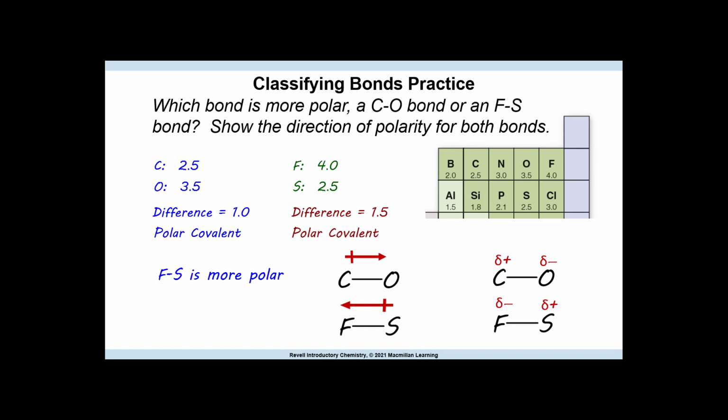We can show the direction of polarity using the arrow convention. Alternatively, we can show the polarity using the small delta with the positive or the small delta negative to indicate that. So that's where you can see the differences on these. Remember, the arrow is always pointed to the more electronegative.